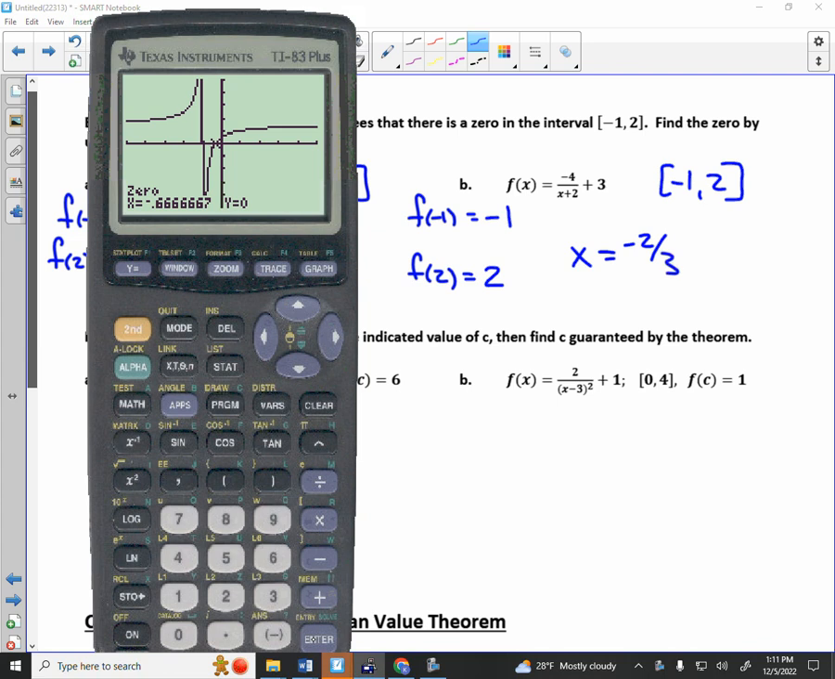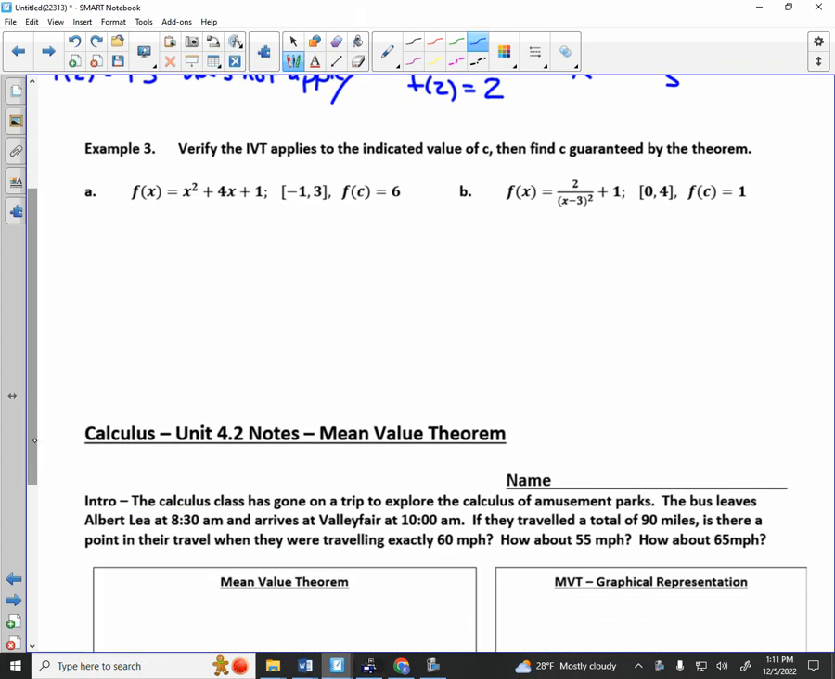Any questions there? Do you see the example and understand how it applies sometimes but doesn't always apply? Okay. All right, last section. Verify the IVT applies to the indicated value of C, then find C guaranteed by the theorem. So now we have a little bit more information here. It says f of x is equal to this over that interval, and I'm wondering where f of C is equal to 6. So I'm not wondering where it's equal to 0. I'm wondering where it's equal to 6.